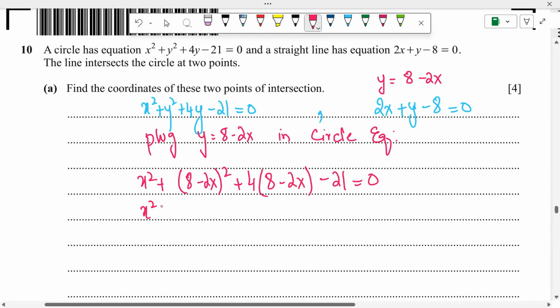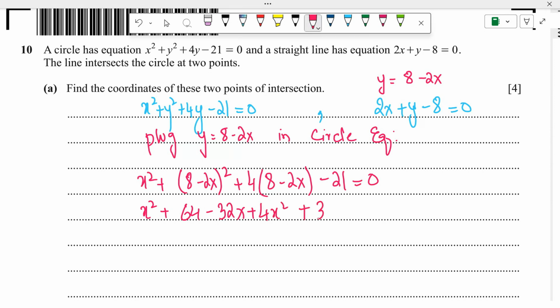Solving, we will have x² plus, applying the formula, 64 − 32x + 4x², then 4 times 8 is 32 and 4 times 2x is 8x, minus 21 equal to 0. x² plus 4x² is 5x². Negative 32x minus 8x is negative 40x. 64 plus 32 minus 21 is plus 75, equal to 0.